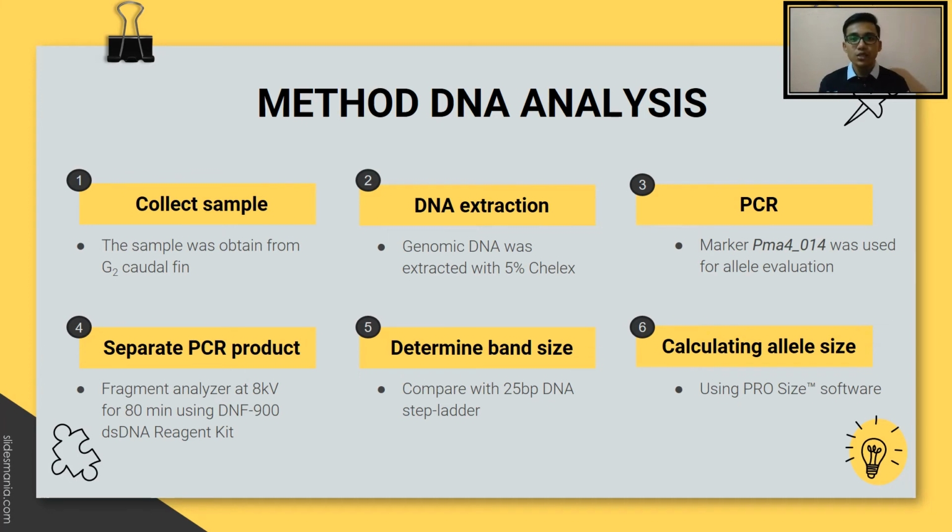The fourth process is to separate the PCR product, for which a fragment analyzer was used. Step 5 is to determine the band size, which is compared with a 25 bp DNA step ladder. Step 6 is calculating the allele size by using ProSize software.